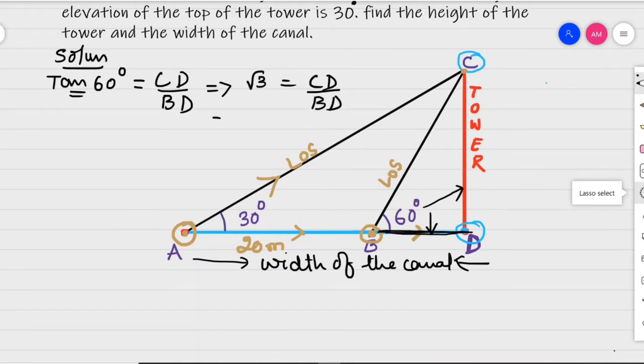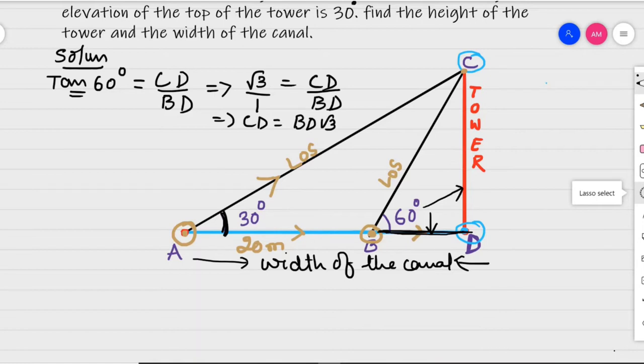From here, you can say that CD is equal to root 3 BD. So, this is what you have in equation 1. Now, let us go for tan 30.